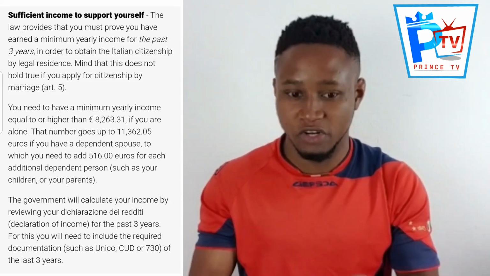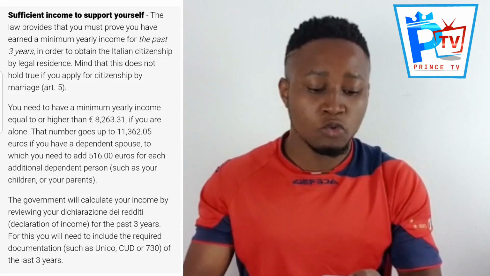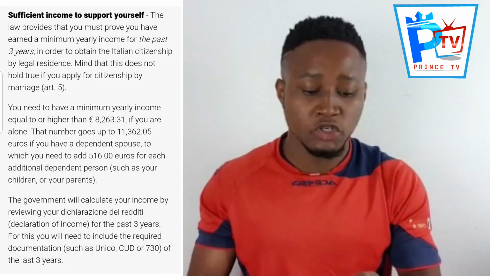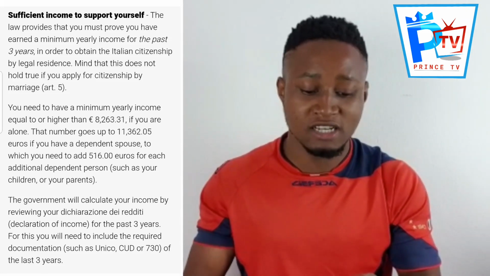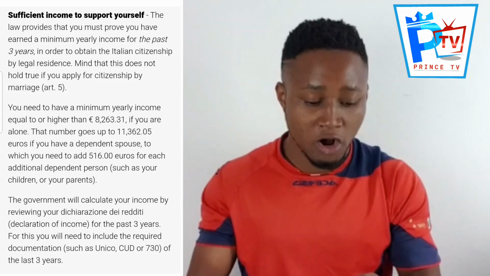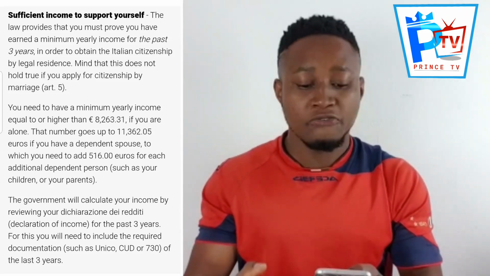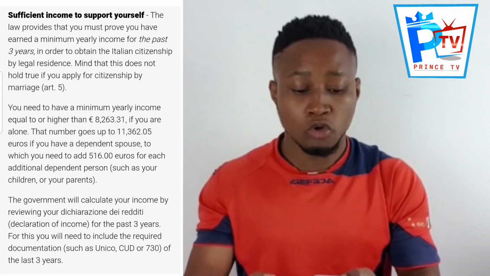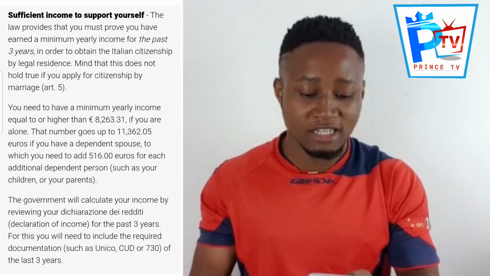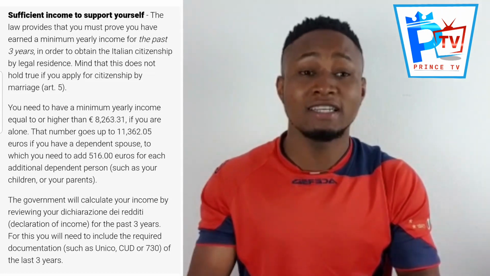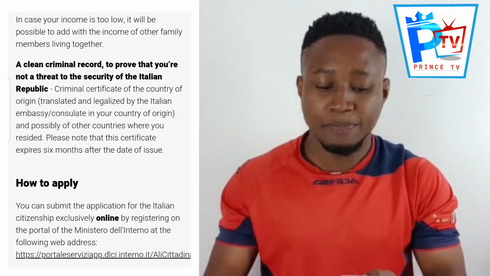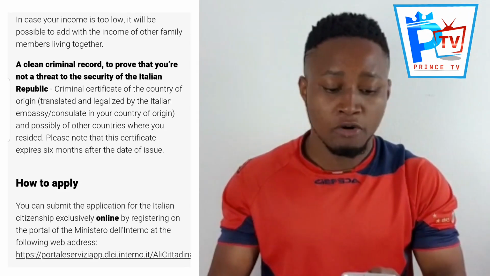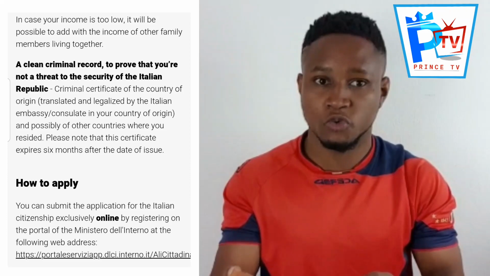Now listen attentively. He said the government will calculate your income by reviewing your income declaration for the past 3 years. For this, you will need to include documentation such as Unico or CUD of the last 3 years. In case your income is too low, it will be possible to add the income of other family members living together.